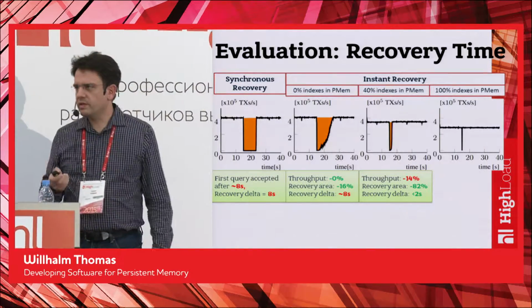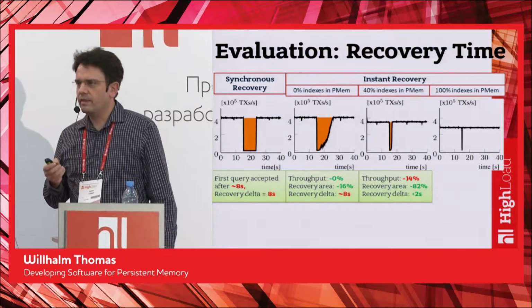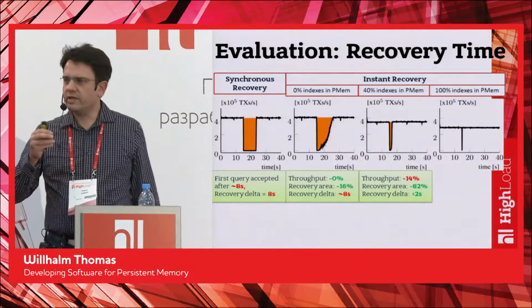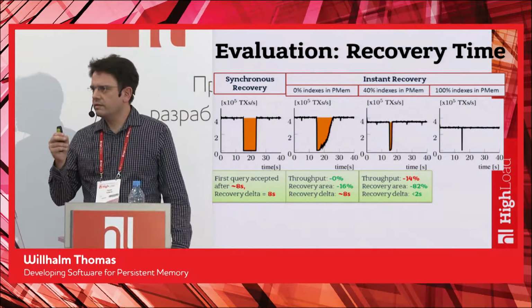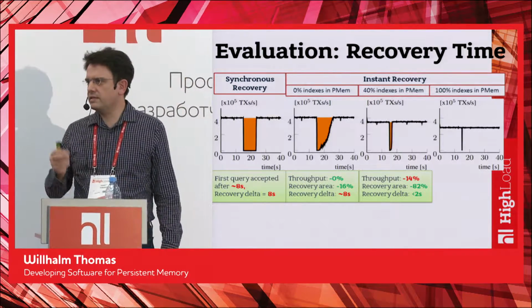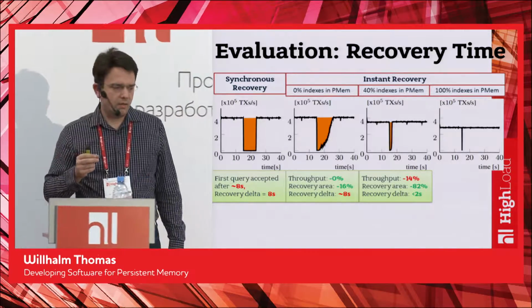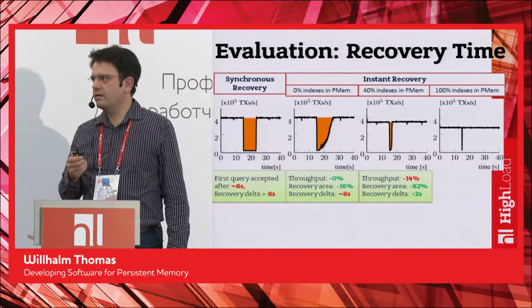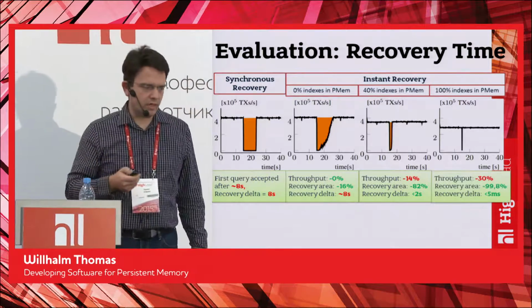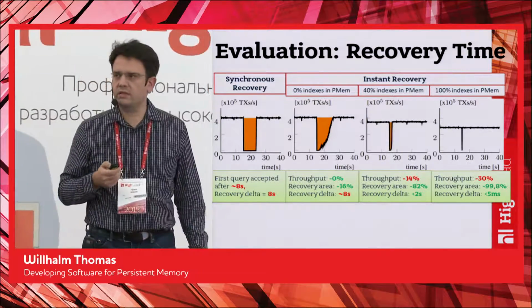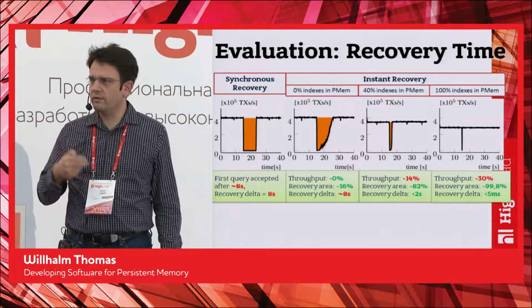And ultimately, you can also say, I'm putting everything in persistent memory. Then you have instant recovery. But again, you're paying some price because the throughput is getting lower. And what we have here is a 30% performance hit on the throughput.